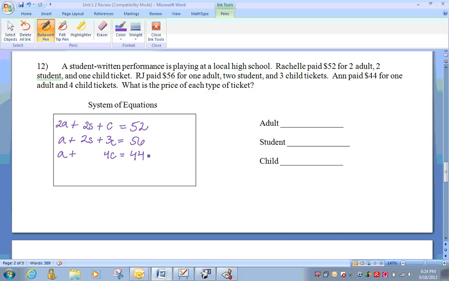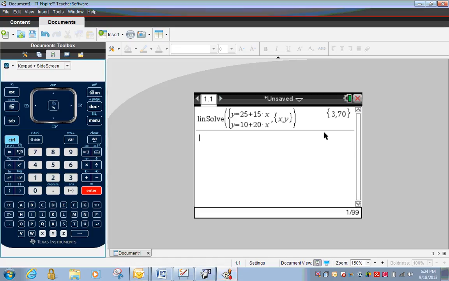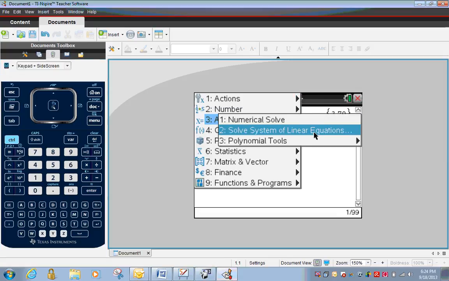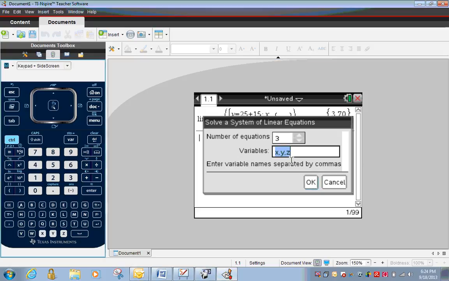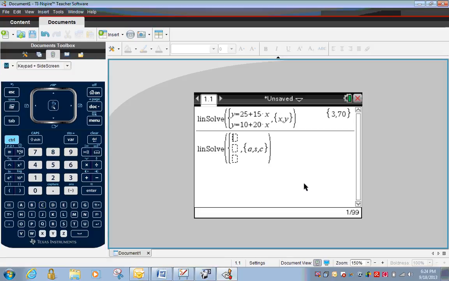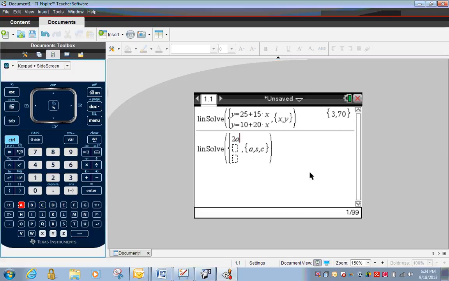So those are the 3 equations, and now we can go into our calculator and do the same process. We go menu, algebra, solve systems of linear equations. This time we have 3 variables, and we can write them as A, S, and C. And then we hit OK. And then we type in our equations 2A plus 2S plus C equals 52.